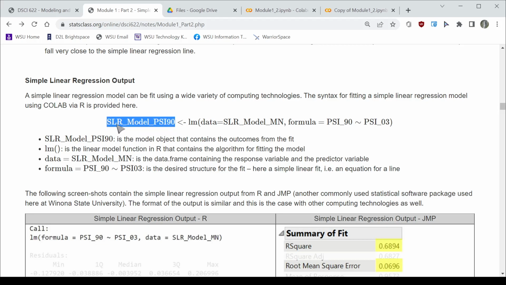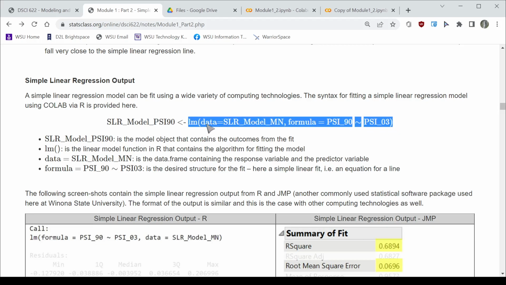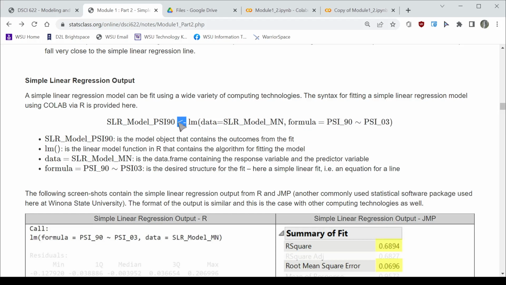This here is what we call the model object. So this is the process that I'm going to use to fit the model, and that information gets put into the model object here. So both R and Python are built using objects. And because this is a simple linear regression model, then this is a model object here. The LM is just the algorithm, it is the function that contains the algorithm for actually fitting the model.